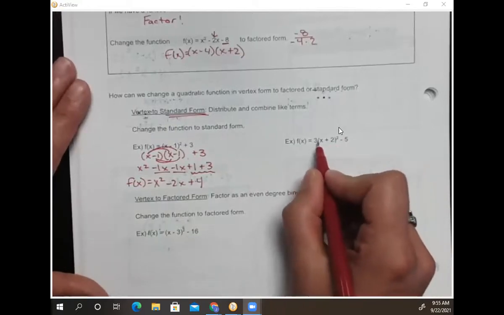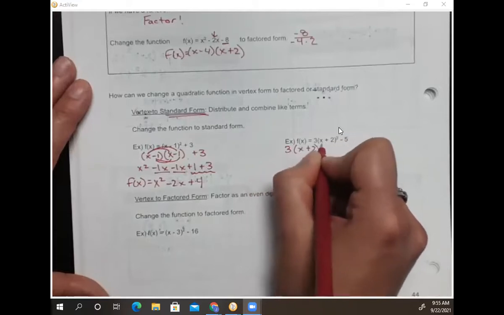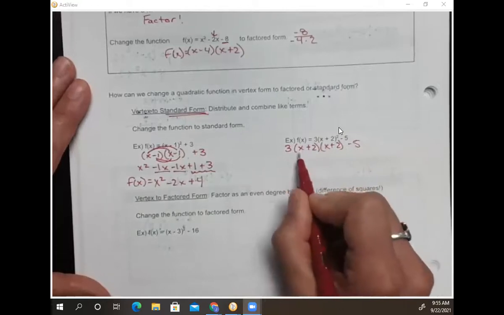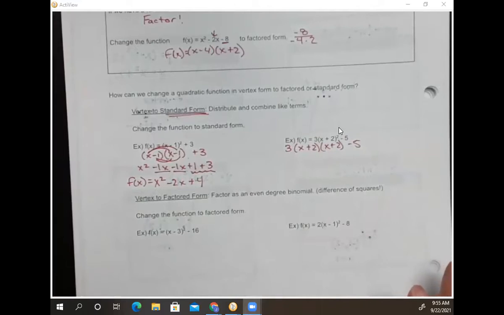Here I've got a lead coefficient. So this means I've got 3 times (x plus 2) times (x plus 2) minus 5. So I've got 3 things to multiply here. It doesn't matter the order that you choose to multiply those things. The important part is that you multiply only two things at a time.